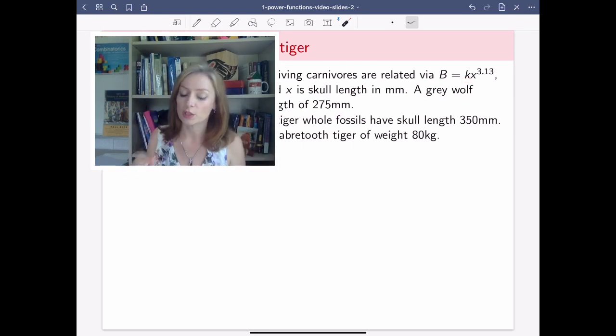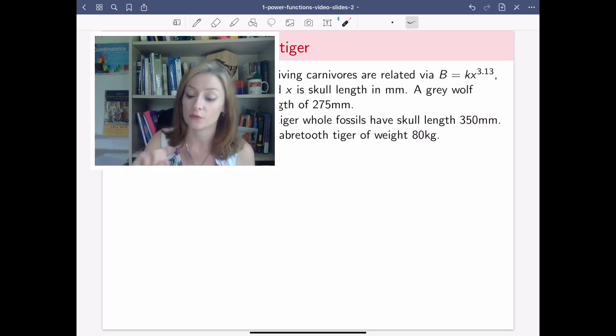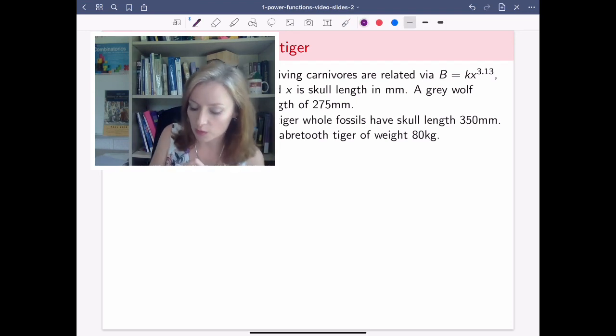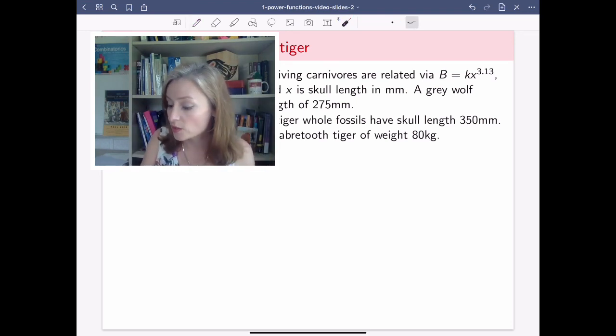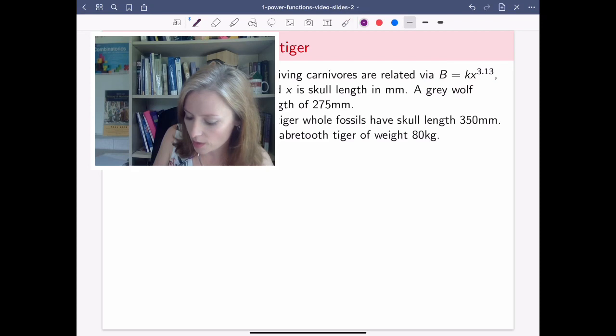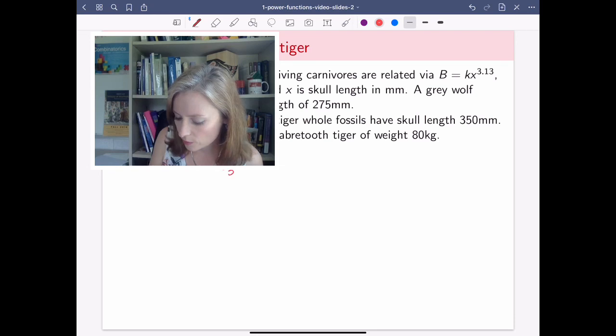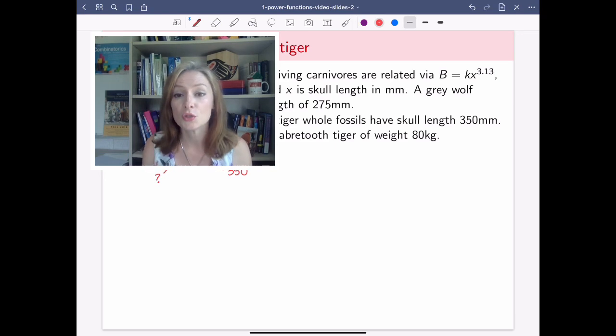So let's take a look at the first question. The first question asks to find the weight of a saber-toothed tiger whose fossils that you've managed to dig up, maybe in your backyard, if you're lucky, have a skull length of 350 millimeters. Okay, so let's take a look at part 1 here, and let's try to use our formula immediately, directly. So I know that my relationship between the body mass and the skull length is given by this formula. So the skull length of the fossil that I have on hand is 350 millimeters, and I would like to figure out what is the body mass that corresponds to that skeleton.